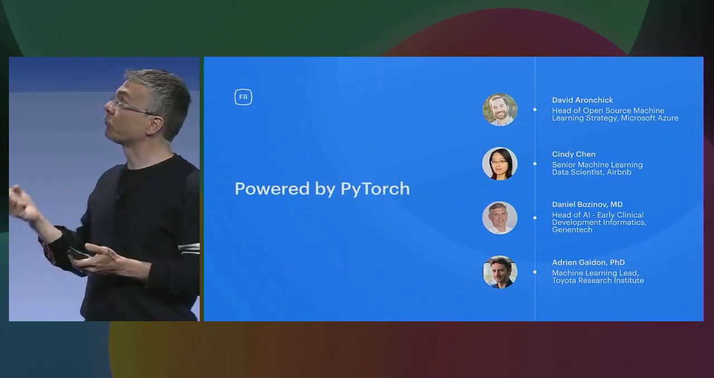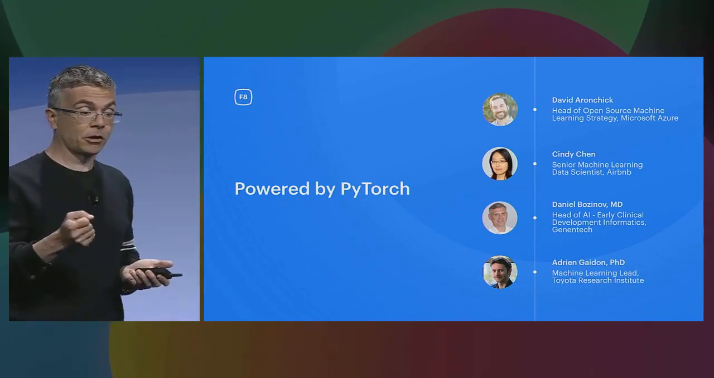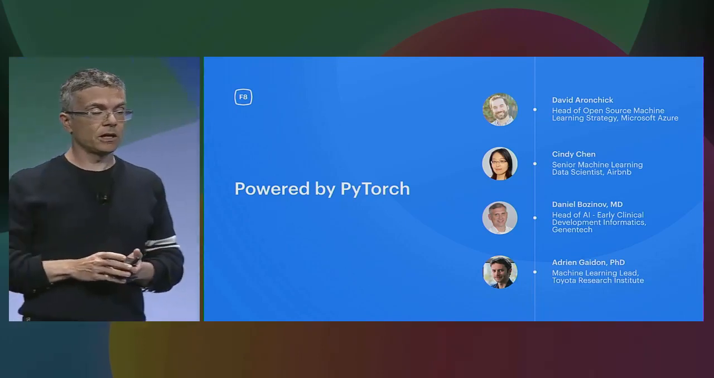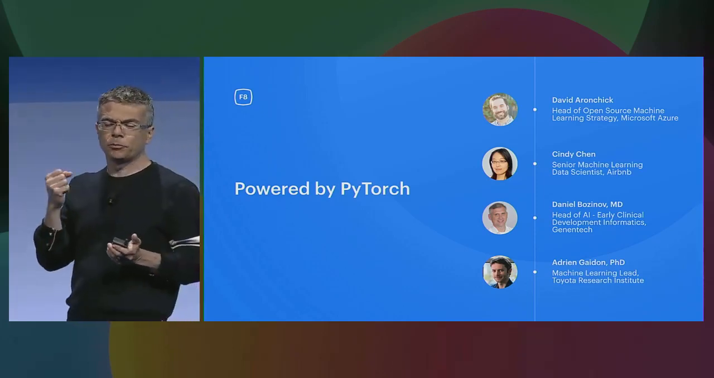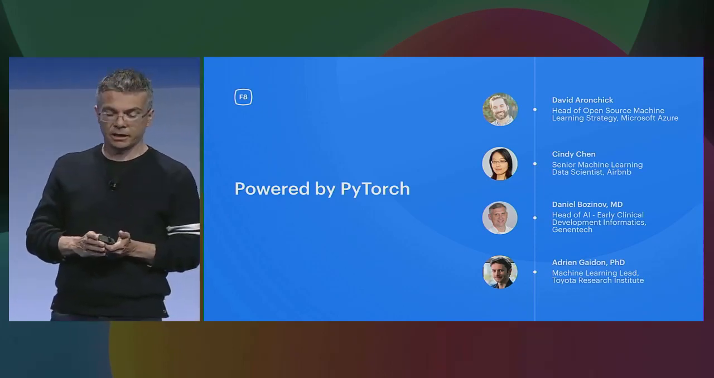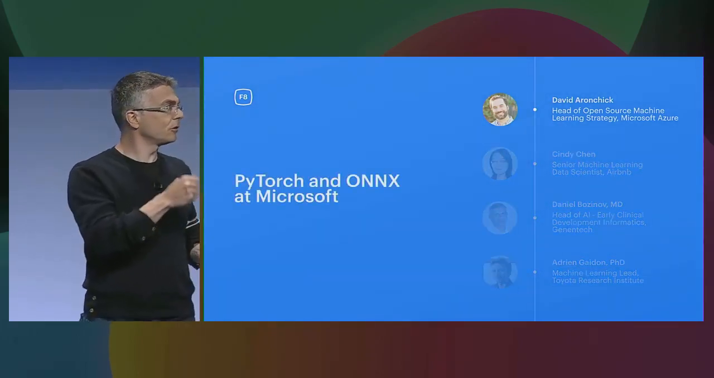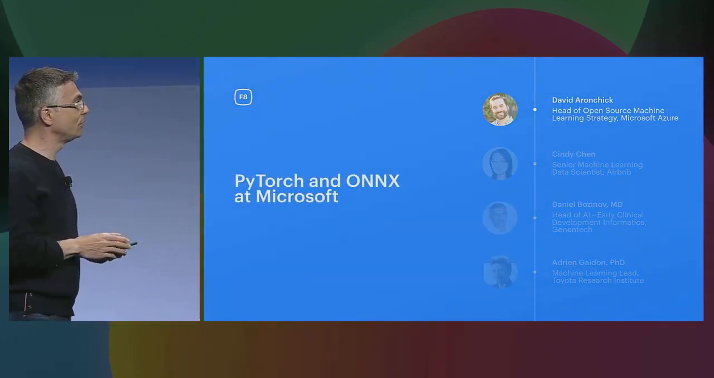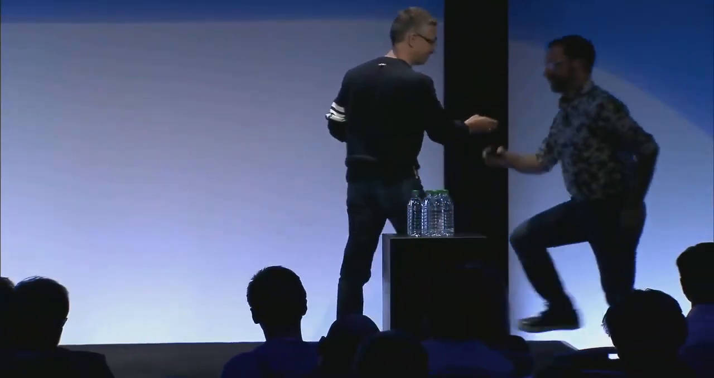Now, today, we're really fortunate to have representatives from 4 of these companies, Microsoft, Airbnb, Genentech, and Toyota Research Institute, and they'll tell us how PyTorch is helping them build, train, deploy production-ready AI. So to get us started, I'm going to call to the stage David Aronczyk, who's from Microsoft, to tell us how they use PyTorch to create machine learning model at scale.